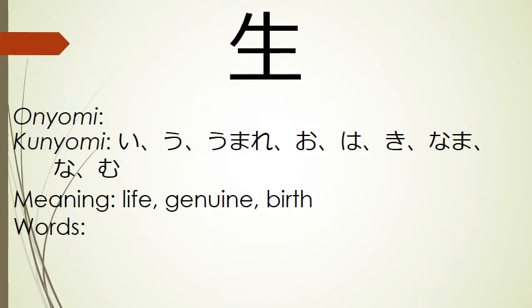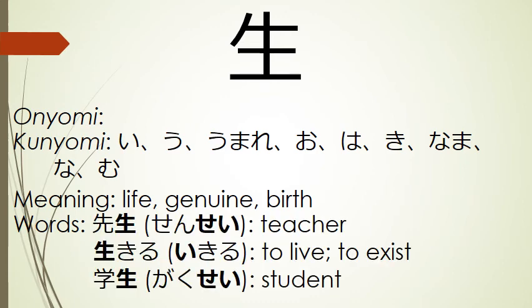Our next kanji can mean life, genuine, or birth. It has no onyomi, and its kunyomi include I, U, umare, O, Ha, Ki, Nama, Na, and Mu. Words that use this kanji include sensei, teacher, ikiru, to live or to exist, and gakusei, student.